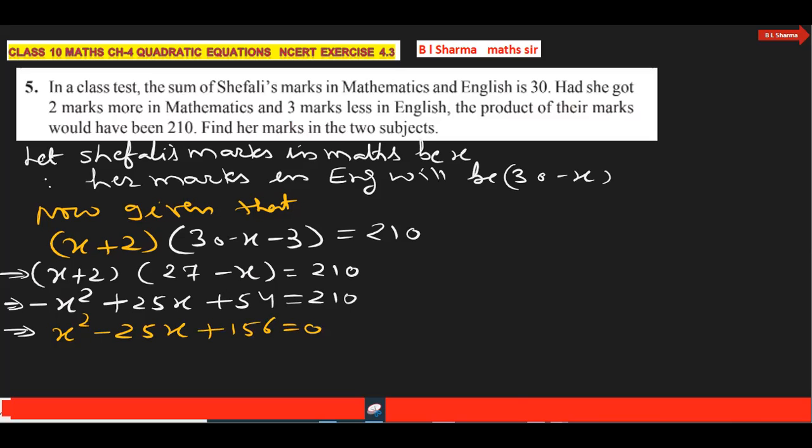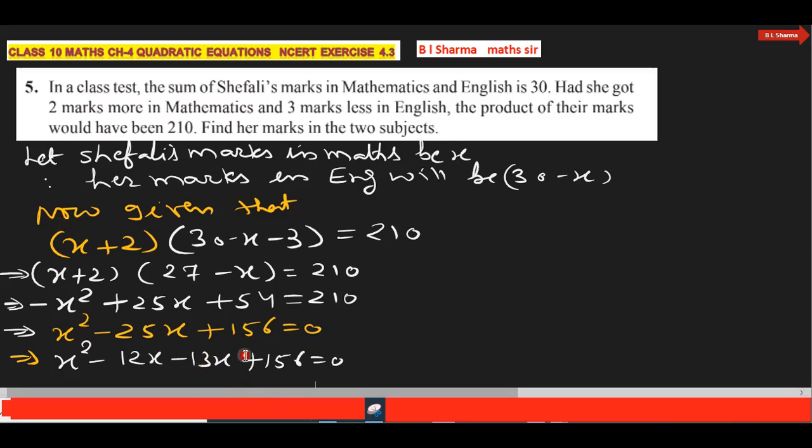हम इसको we can do it by the method of factorization, we can also do it by the quadratic formula, जो जिससे भी आप चाहें, लेकिन मैं इसको फॉर्मूला से करूंगा। ऐसे 2 नंबर तलाशिए जिनका प्रोडक्ट 156 हो, जिनका सम 25 हो, 12 and 13. So we can write here further x square minus 12x minus 13x plus 156 is equal to 0. Factorization by splitting the middle term.